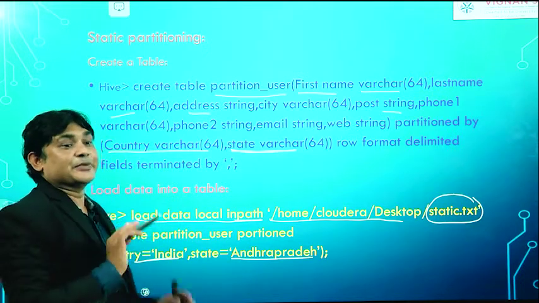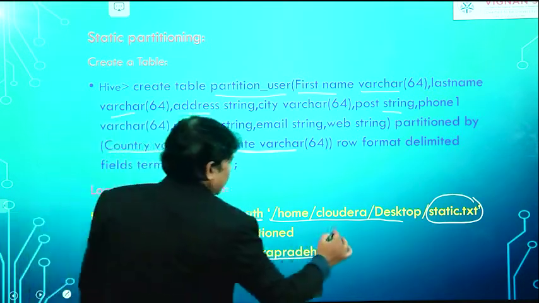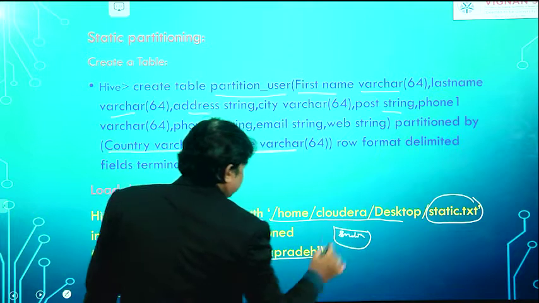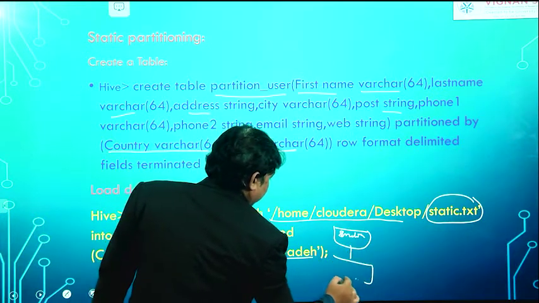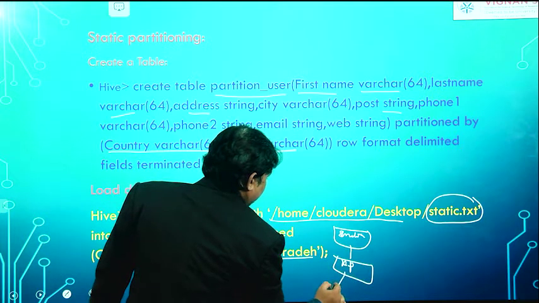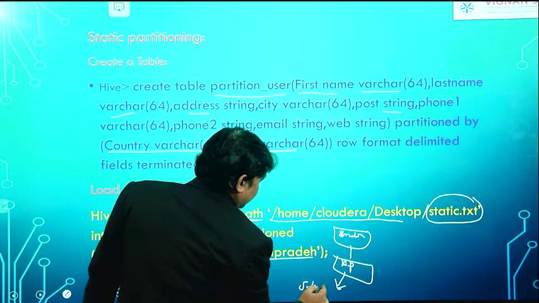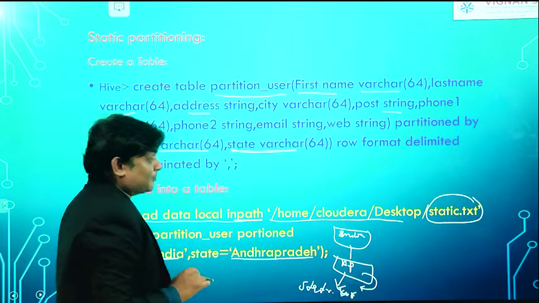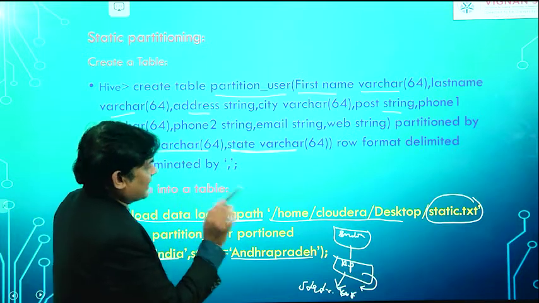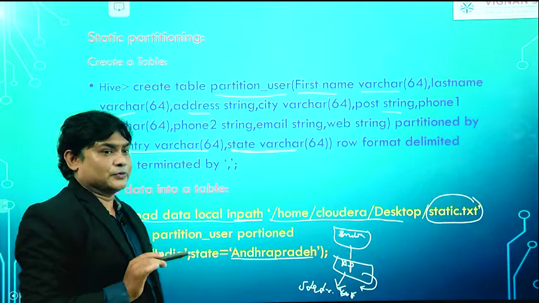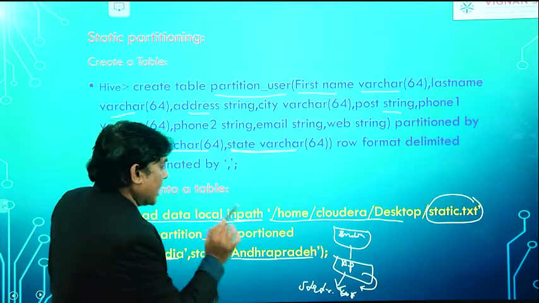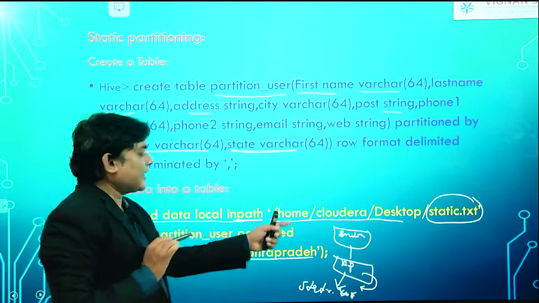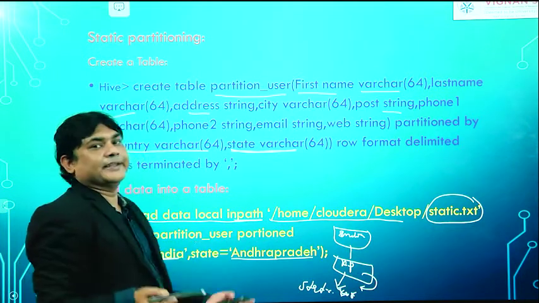The static partitions have been created, and how are they created? It created a country called India. And within India what state do we have? We have a state called Andhra Pradesh. And inside Andhra Pradesh what data do we have? Static.txt. This data is available where? Inside this Andhra Pradesh partition. It means this file belongs to which state? It belongs to Andhra Pradesh. So if I want data about Andhra Pradesh, I can directly go to this partition and get the data very fast.